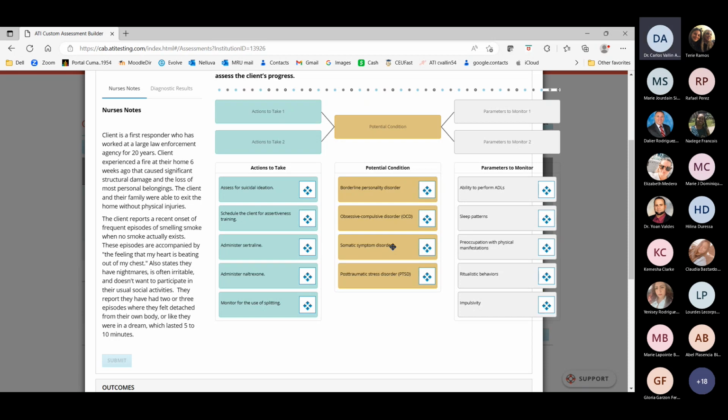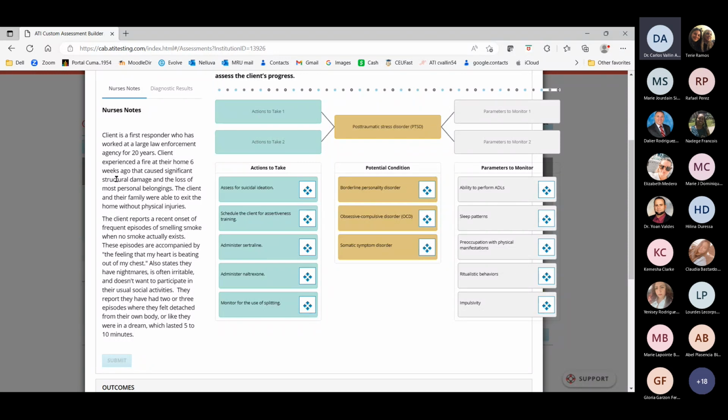Also, hypochondriasis could be classified as a somatic symptom disorder. OCD, you know what OCD is. And borderline personality disorder, those are very complicated people. This is a poor person who is having a post-traumatic stress disorder.